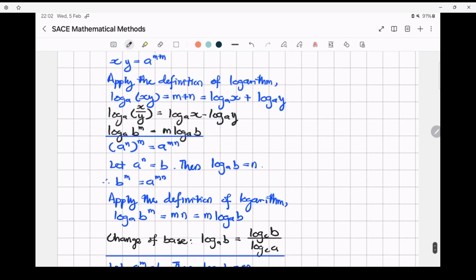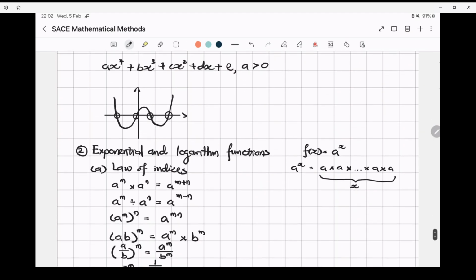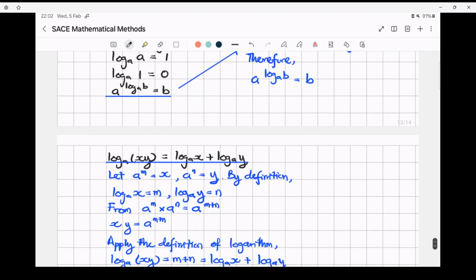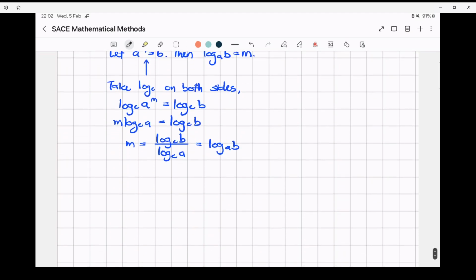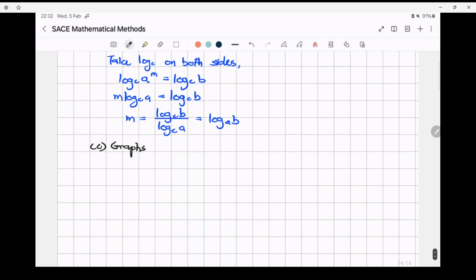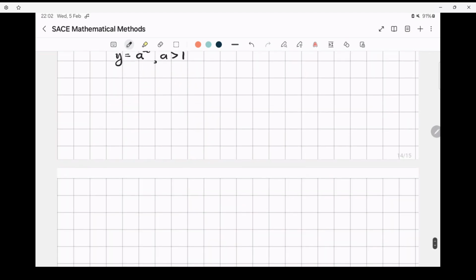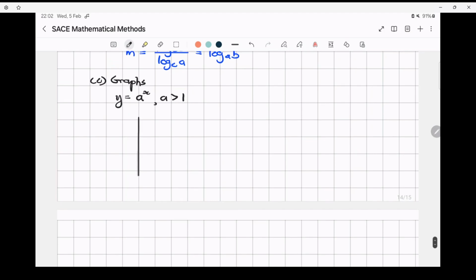So that's for the properties of indices and logarithms. Now let's look at their graphs. So part C. Let's say you have, for example, y equals a to the power of x, and a is greater than 1, then the graph that you have will be like this.